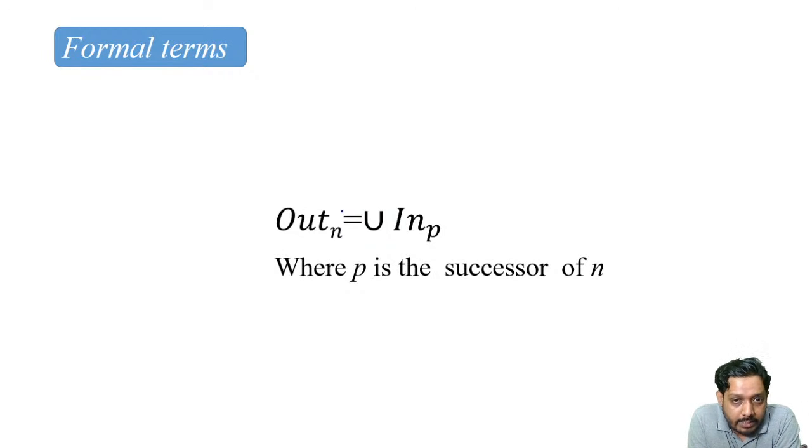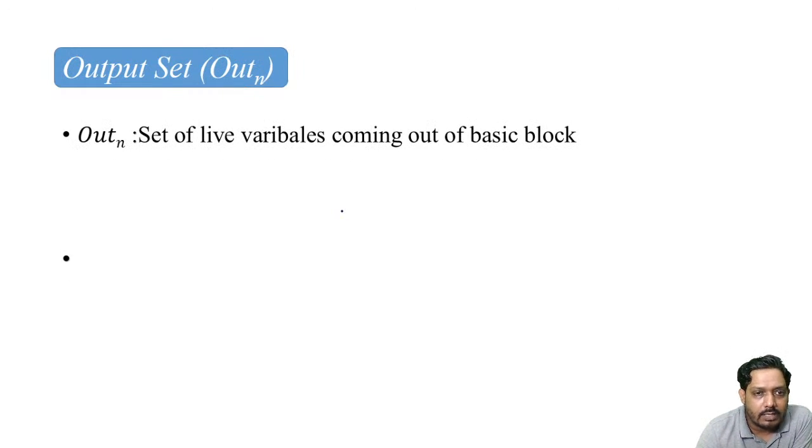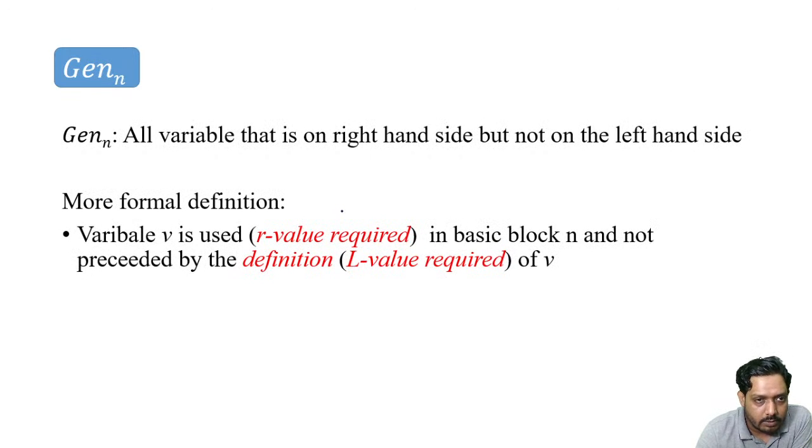Okay, so now Out n is equal to what? Out n क्या हो रहा है यहाँ पे? This Out n is equal to the union of your In p, where p is a successor of n. Okay, now In n is the set of live variables entering the basic block. Out n is the set of live variables coming out of the basic block.